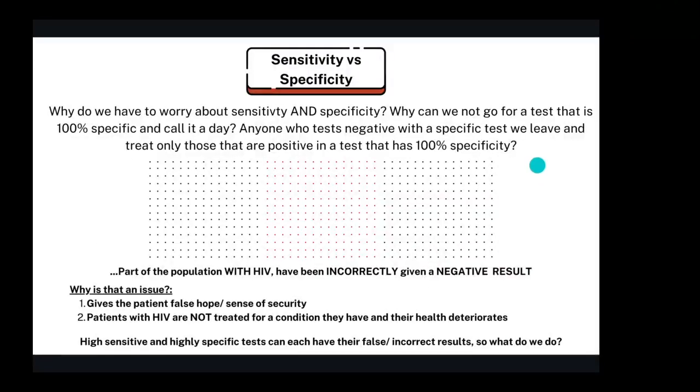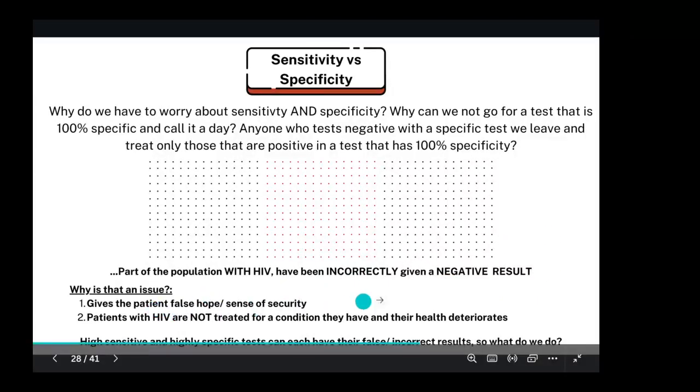And again, the opposite is true. So if you have a test and you say, oh, if you have a part of a population with HIV, they may be incorrectly given a negative result. So they're told, oh, you don't have it, but they do have it. And again, this gives the patient false hope or a sense of security. Do you want me to repeat the last part again?